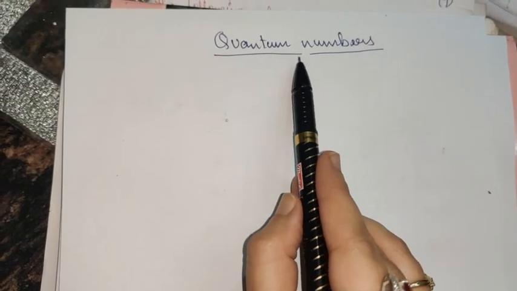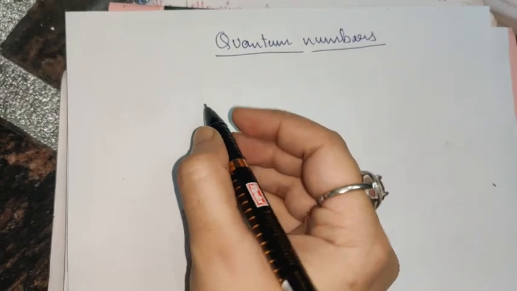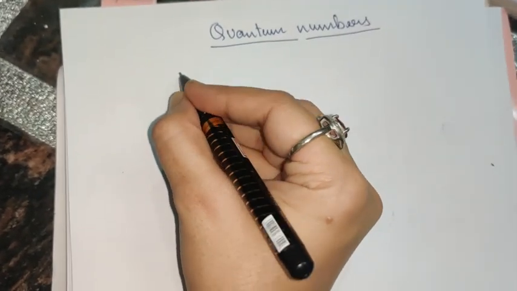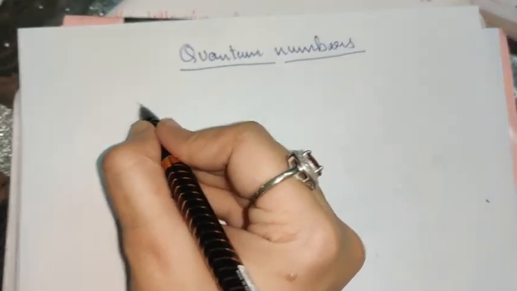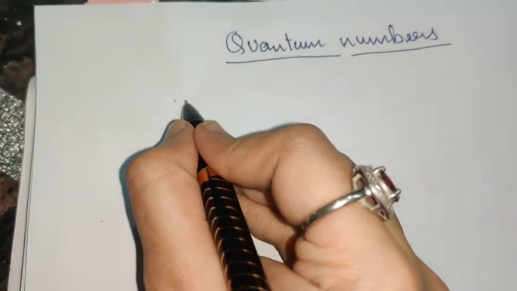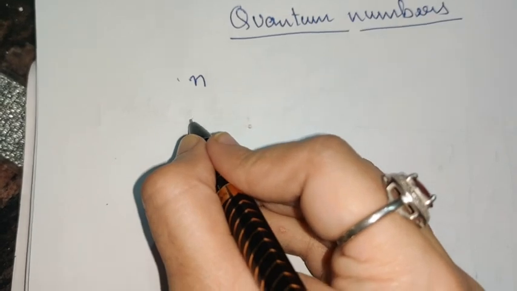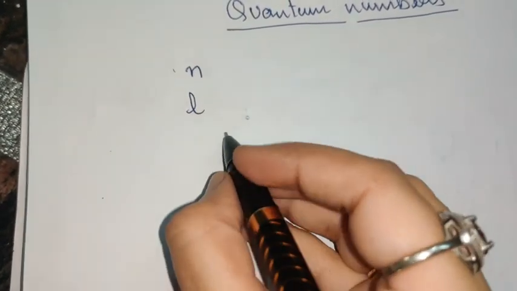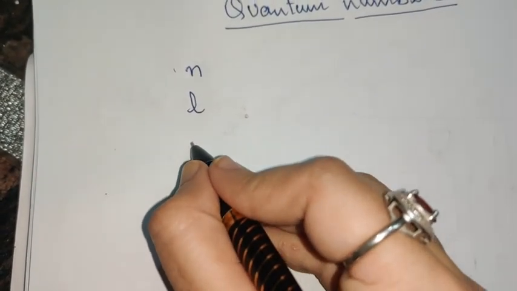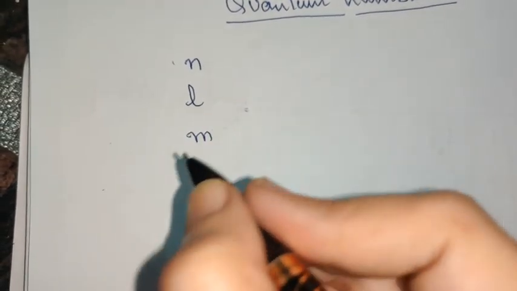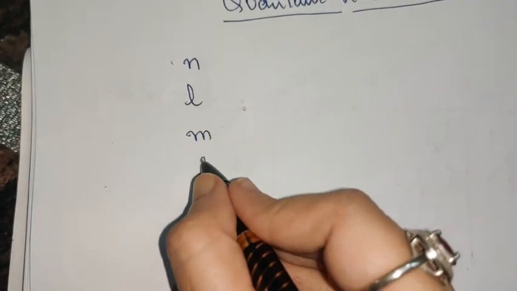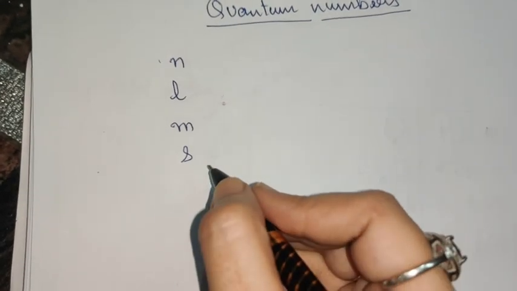Okay, and there are basically four quantum numbers. What are those four quantum numbers? First one is the principal quantum number, denoted by n. Second is the azimuthal quantum number, which is denoted by l. Third is the magnetic quantum number, denoted by m. And the last is the spin quantum number, which is denoted by s.